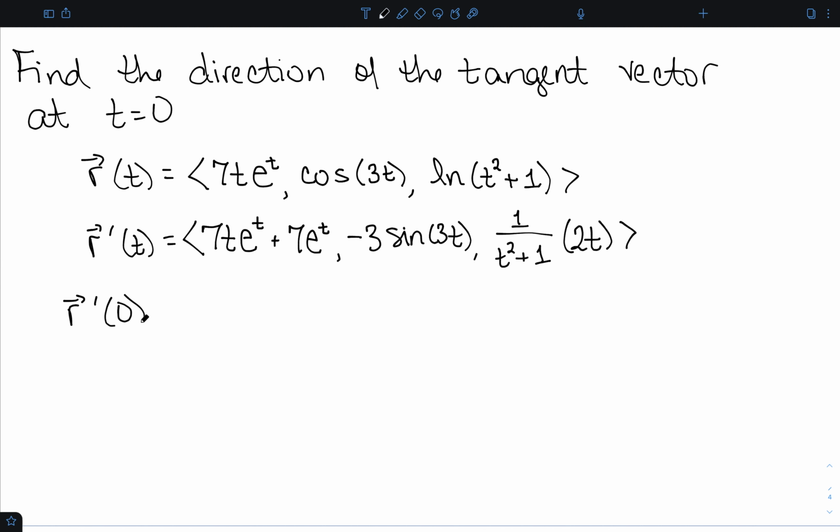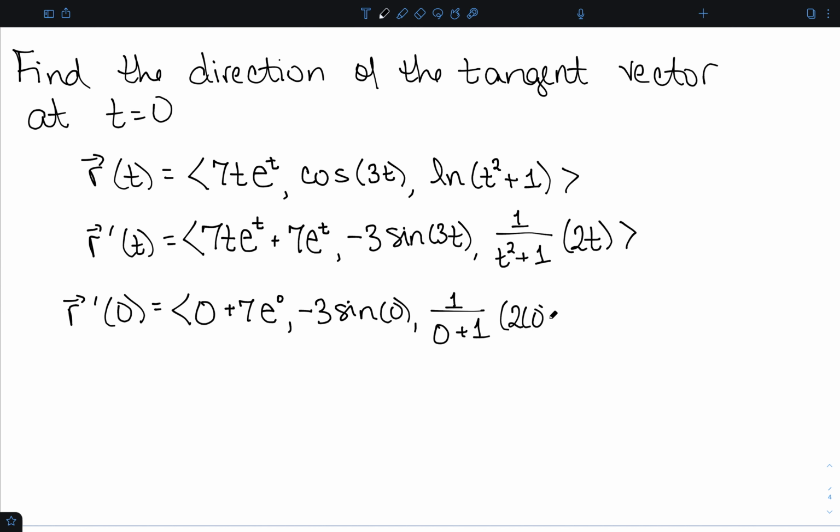Now that I have this, I can plug in 0. 7 times 0 times e to the t is 0, plus 7 e to the 0. This is negative 3 sine of 0, and 1 over 0 plus 1, times 2 times 0. e to the 0 is 1, so this first piece is 7. Sine of 0 is 0, and since 2 times 0 is 0, this whole third component would be 0. So the direction of my tangent vector at this particular point is 7, 0, 0.